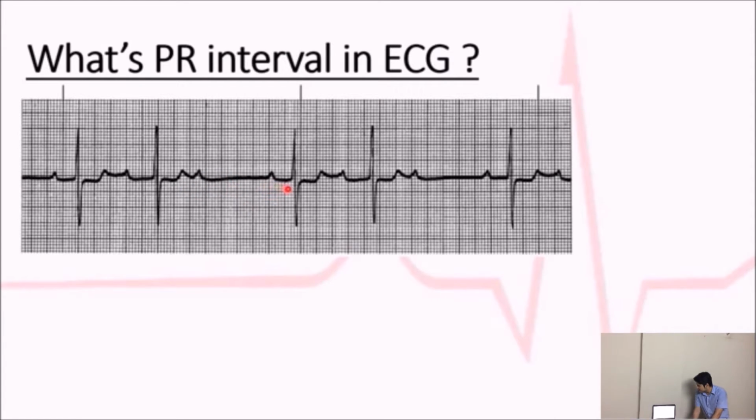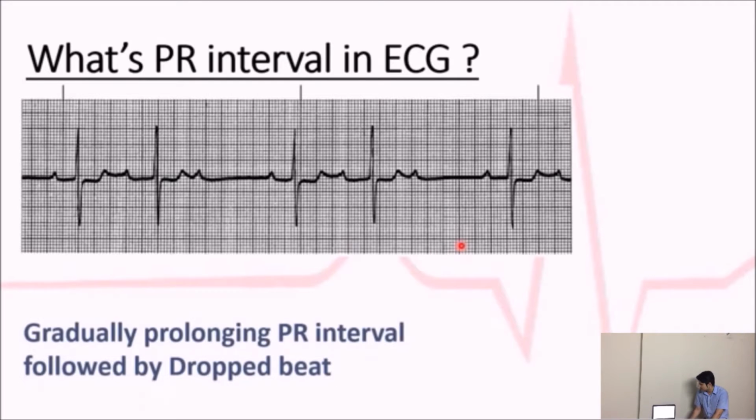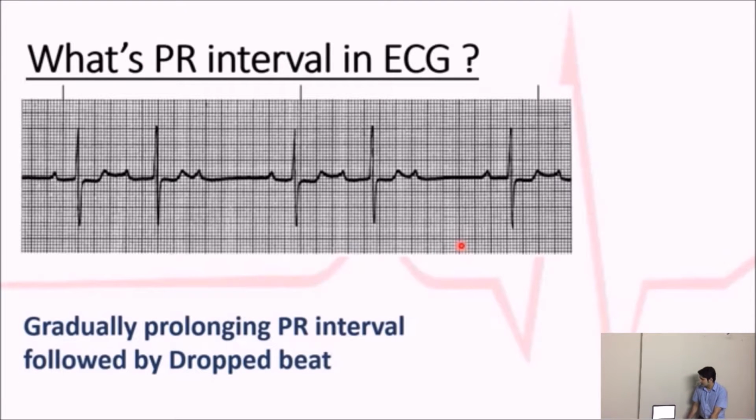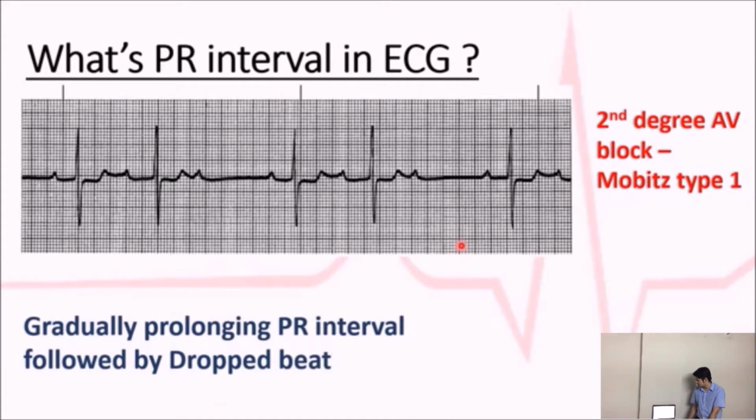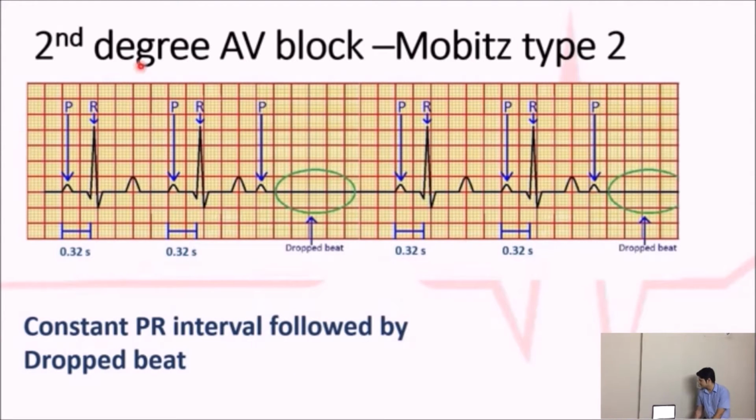Now the cycle repeats the same: PR interval prolongs, PR interval further prolongs, P wave, and then there is no QRS. So here you can see gradually prolonging PR interval followed by a dropped beat, and the diagnosis will be the second degree AV block Mobitz type 1. So now let's go to the second degree AV block Mobitz type 2.